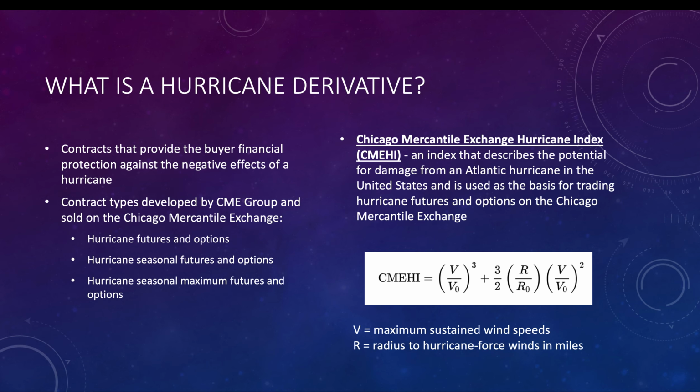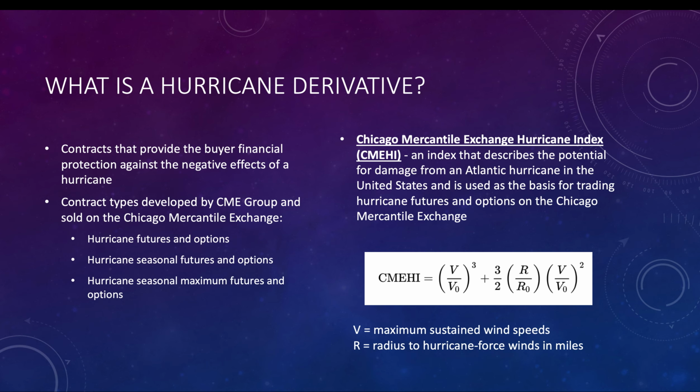There's three different contract types listed on the CME. The first being hurricane futures and options, the second being hurricane seasonal futures and options, and the third being hurricane seasonal maximum futures and options. I'll get into a little bit more about them in a bit.